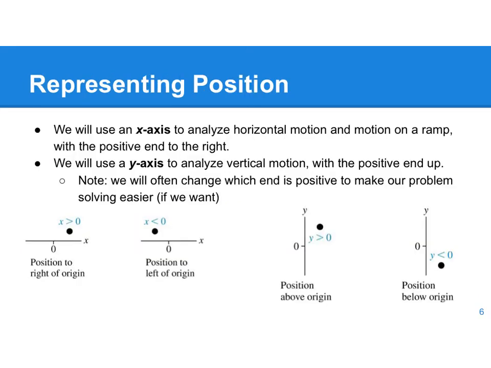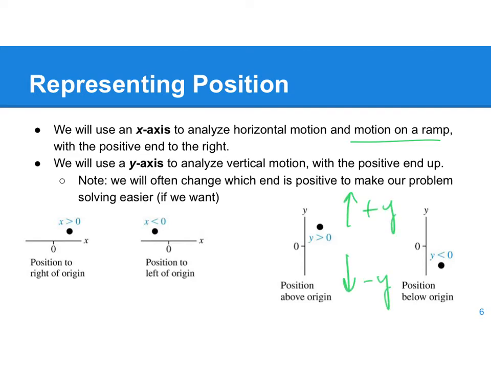All right, so we've got to first break this down, and this should be very intuitive for you. We're going to use X and Y axes to help us describe what's going on in nature so that we can put numbers on it, just like we did back in chapter 1. We'll use an X-axis to analyze horizontal motion and motion on a ramp, and we'll talk about that more later on in this chapter.